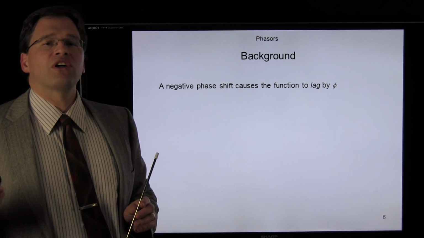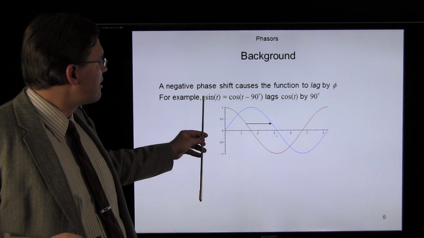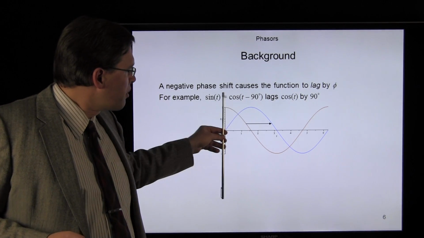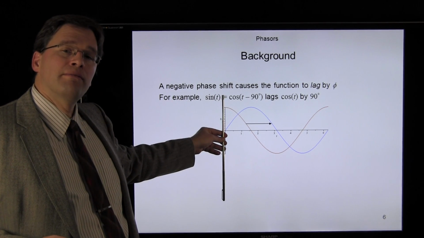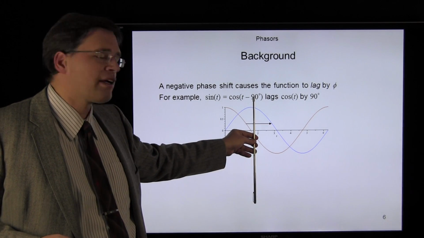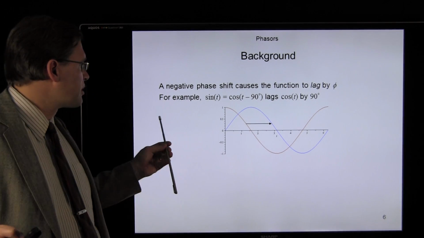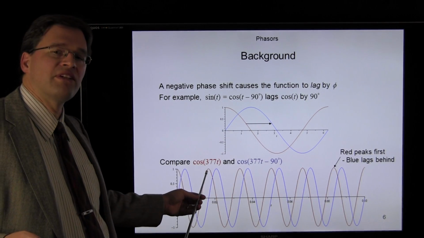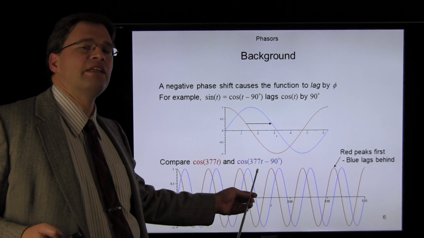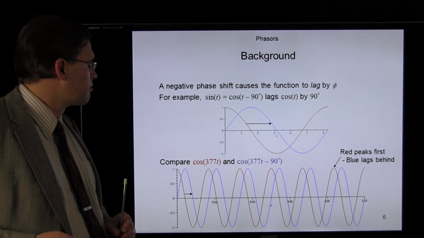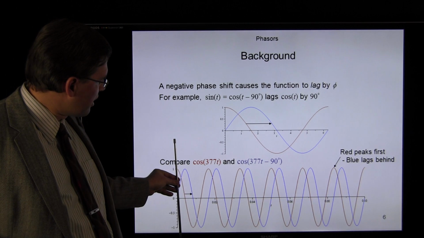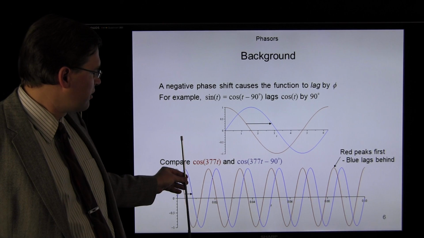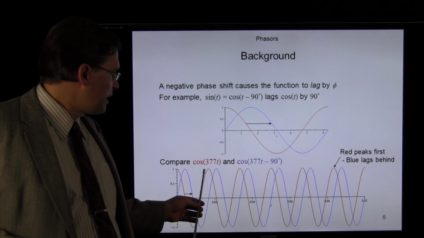A negative phase shift causes a lag. So for example, sine of t is cos of t minus 90 degrees. So as time moves forward, we notice that cosine peaks before sine. It doesn't matter whether you're using sine and cosine of t minus 90, or cosine of 377t and cos of 377t minus 90 degrees. Cosine peaks first, then the sinusoid with a phase shift of negative 90 peaks.